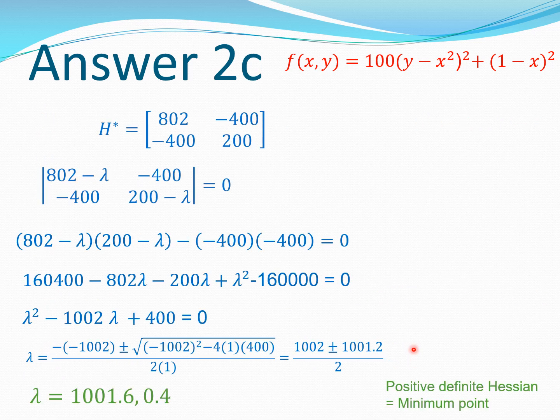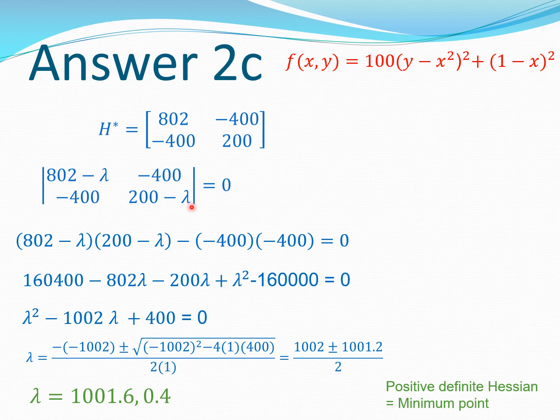So now the problem is not over. We actually have to show that the Hessian is positive definite if this is a minimum point. So what we do is we find the eigenvalues of this particular matrix. Remember, for the eigenvalues of this matrix, we have to take the determinant of this particular system and set it equal to 0.